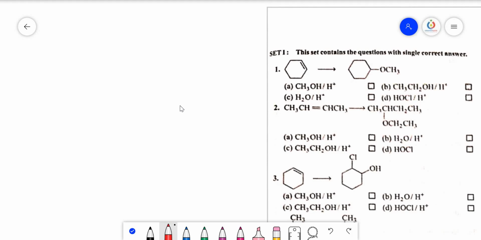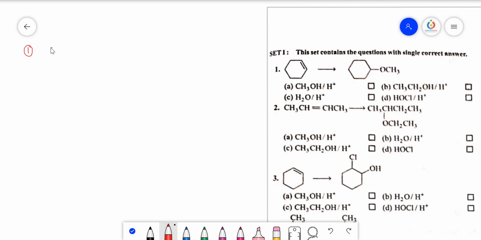In today's session, we shall discuss the multiple choice questions based on the unsaturated compounds, means alkenes and alkynes. So in today's session, we shall take some of the questions. The first question is, there is one cyclohexene molecule given. It is giving the methyl cyclohexyl ether. So how to obtain this particular compound, and what are the possible options helpful in obtaining this particular methoxycyclohexane from cyclohexene. So let us take question number 1 now.